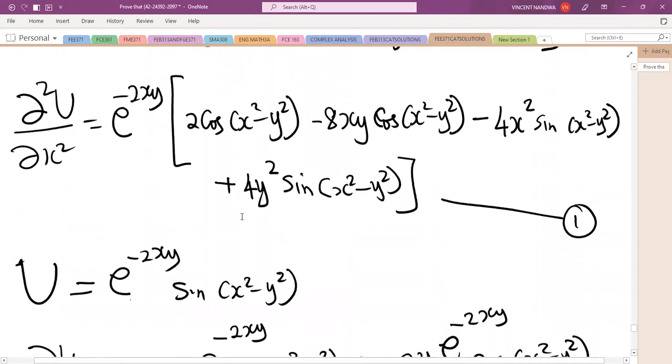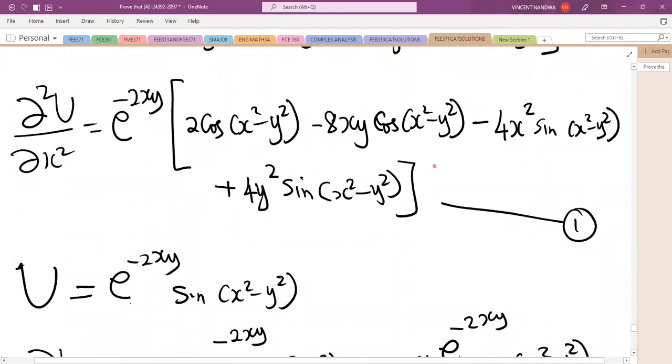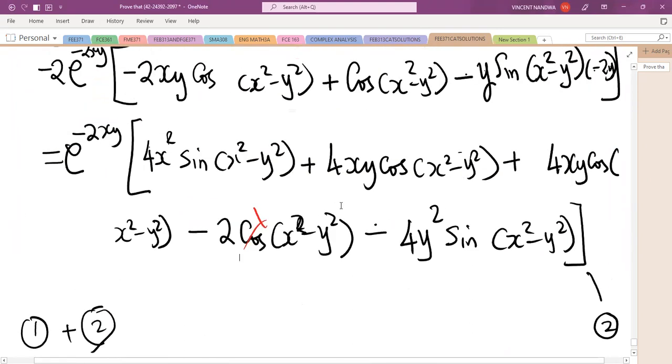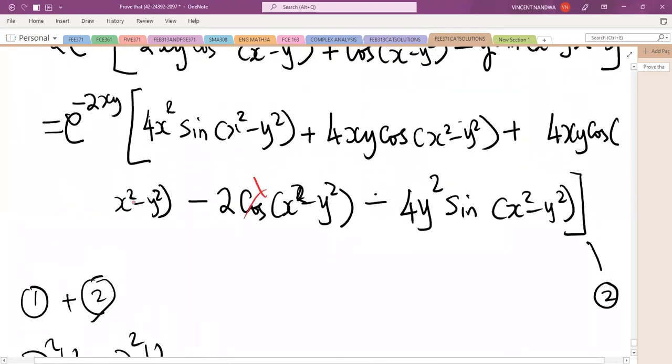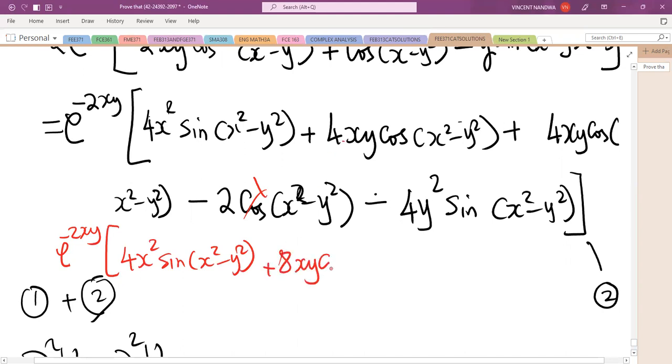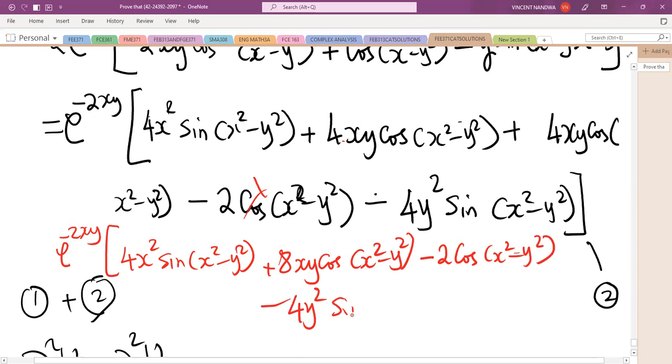And then minus 8xy, but here we have, okay, so this, when you simplify, you'll have e raised power minus 2xy into 4x squared sine of x squared minus y squared. This plus this will be 8 of them. Now positive 8xy cos of x squared minus y squared. And then minus 2 cos of x squared minus y squared. And then minus 4y squared sine of x squared minus y squared.